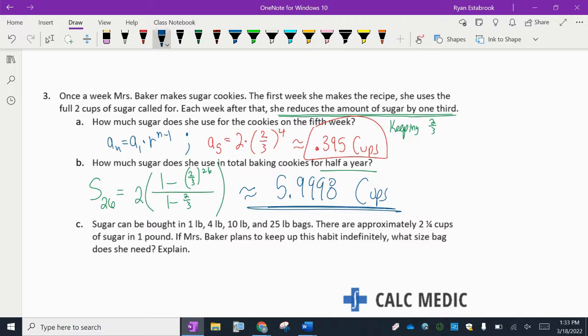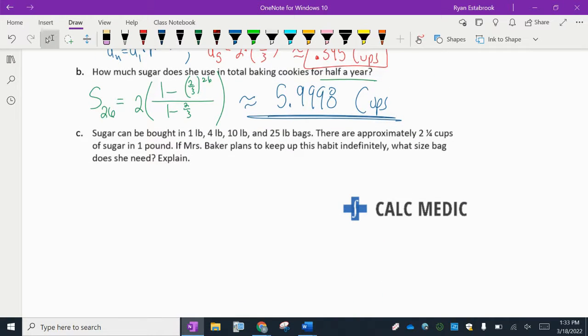So there's no way Mrs. Baker is getting that precise and that she has a measurement that gets 0.0001 cups of sugar. But in theory, that's what's happening in this situation. So this is how much she has used in half of a year.